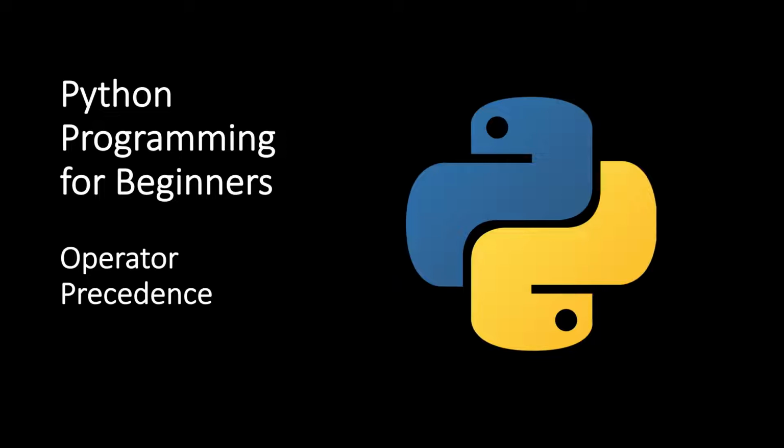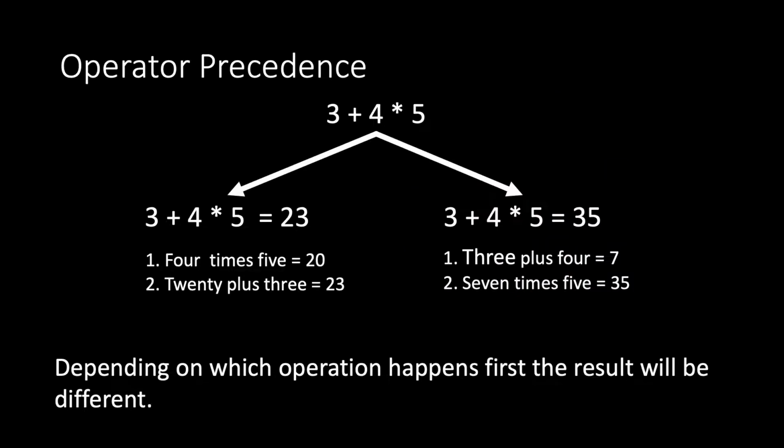So let's take a look at an example. In this example, we have 3 plus 4 times 5. Well, you might get a couple answers depending on how you evaluate it. You could go 3 plus 4 is 7, and then times 5, which would give you 35. Or you might do the 4 times 5 first to give you 20, plus 3, which would be 23. Well, which is correct?